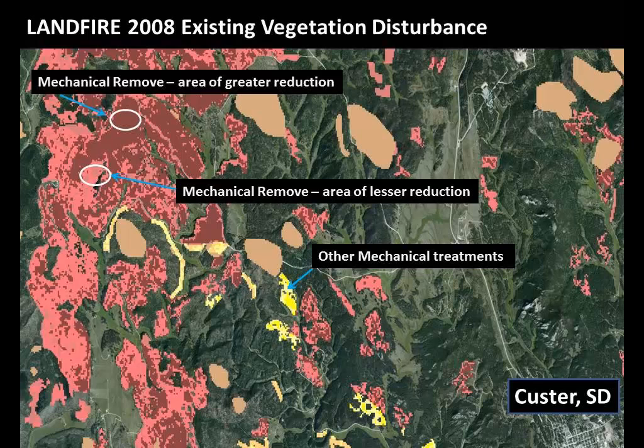Pink-toned areas represent a mechanical removal disturbance, forest harvest. Darker shades within these areas represent higher levels of removal, and lighter shades represent less forest removal. Now note the level of disturbance within the two ellipses.